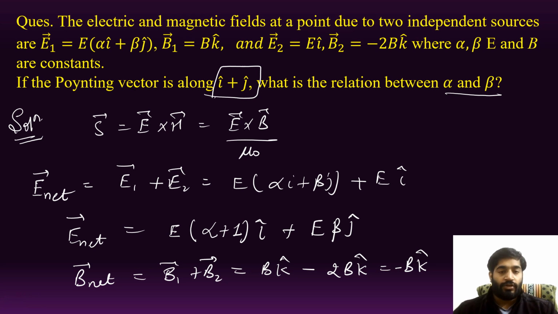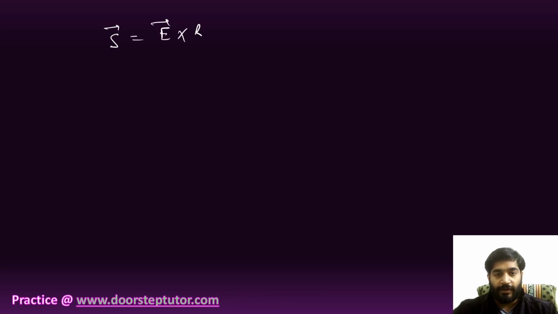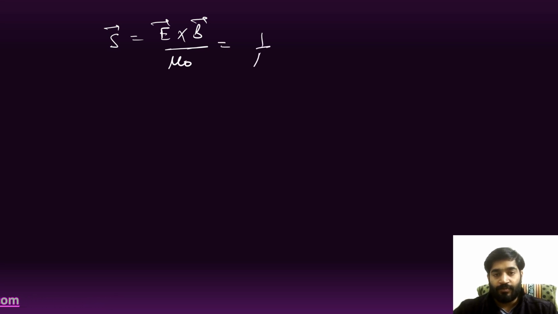Okay, now what we will do, see, we have the net electric and magnetic field. Now we can apply the Poynting vector formula and compare it to the given Poynting vector that is along the I and J cap, so that we can find the relation of alpha and beta. So your S vector is going to be the E vector cross B vector over mu naught. Now what is the E vector? You know very well. So I'm just solving it.